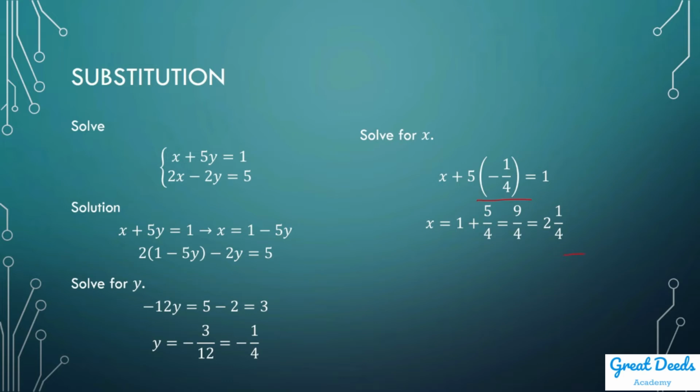We now have a value for x. And be careful with how you write the solution. You will write the solution in terms of coordinates. The x and y is the set of coordinates for your point. So the first coordinate is going to be x, 2 and 1/4, and this is y, the second coordinate. So that is how you do it by substitution.